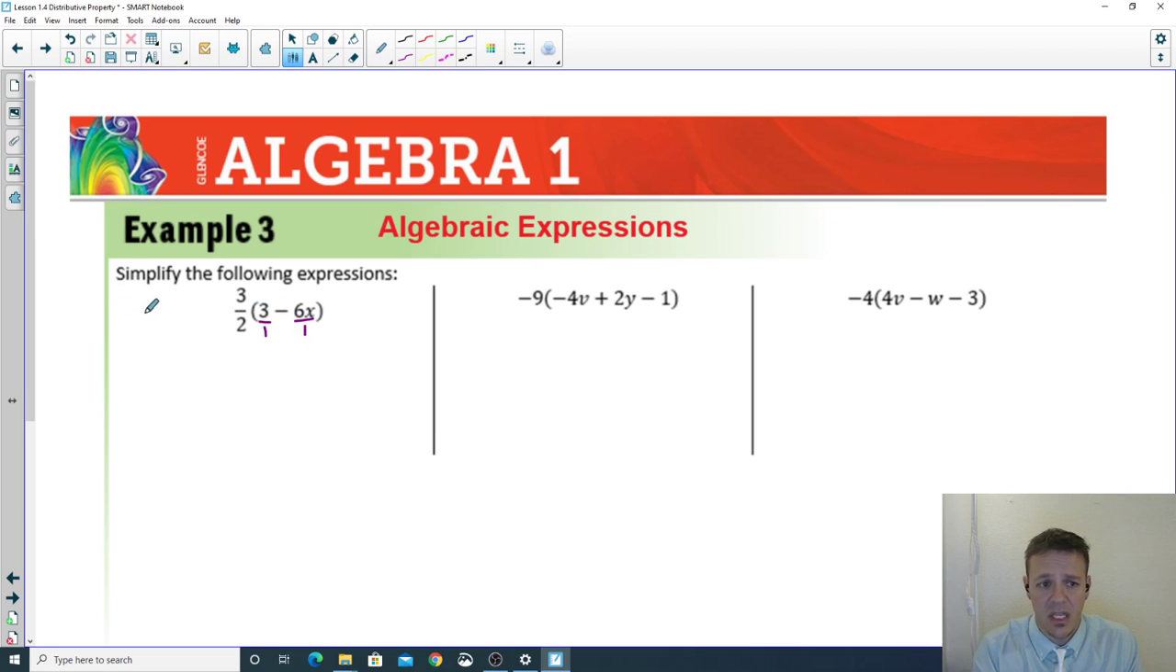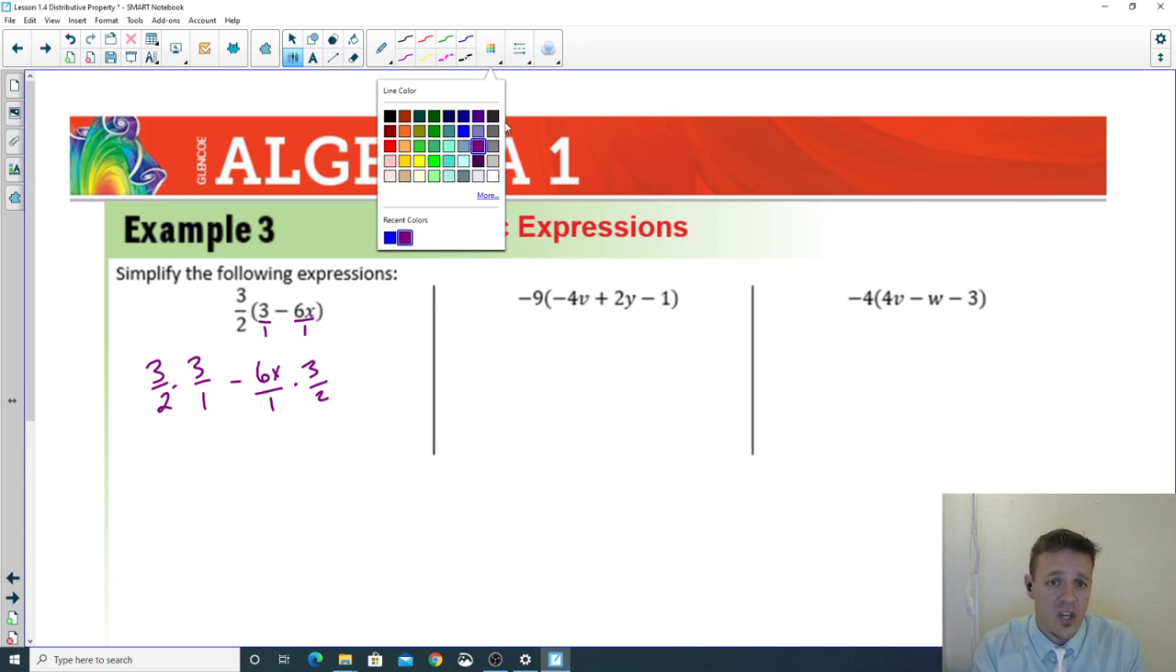And so technically speaking, you guys got to know that this should be 3 divided by 2 times 3 divided by 1 minus, and then it'd be 6x over 1 times 3 over 2 like this, right? So knowing that, then you guys would do the order of operations, right?